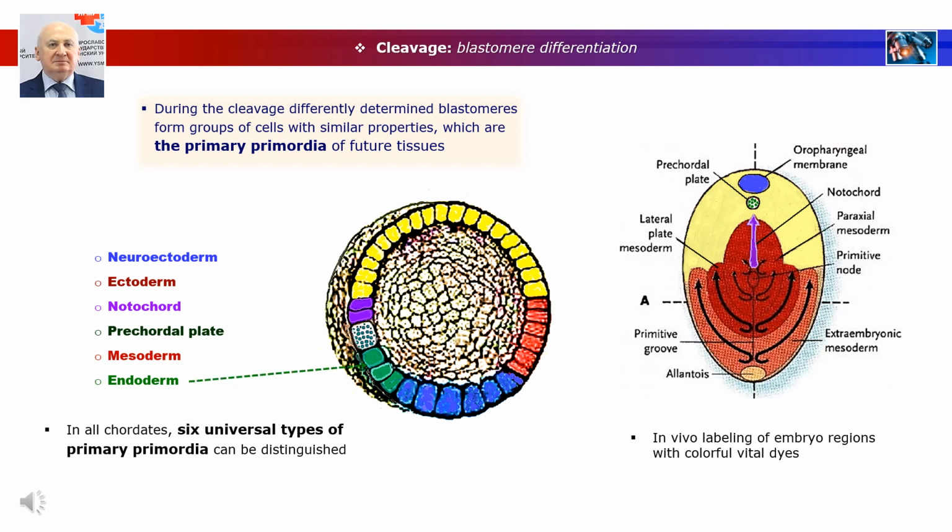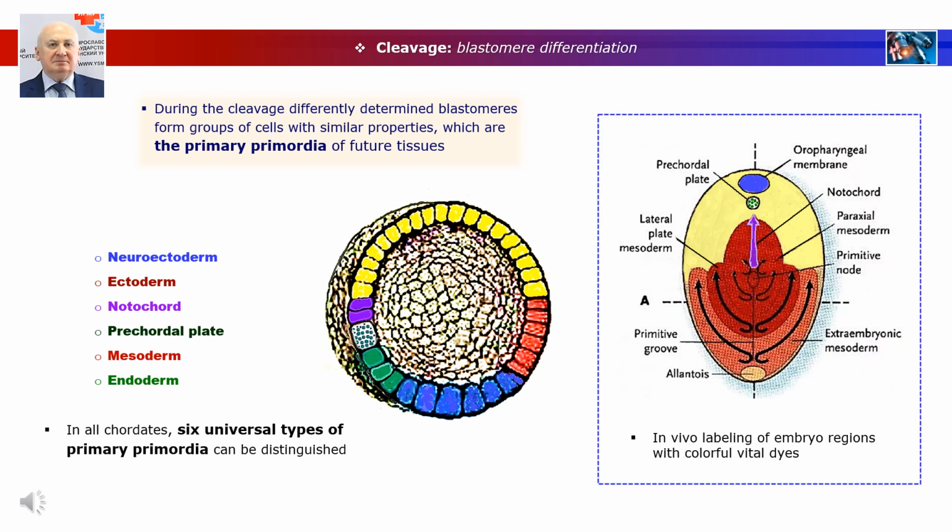Determination, or the programming of the subsequent developmental path of blastomeres, at this stage of embryogenesis is not yet final, so the further fate of the cells developed from them can only be discussed with a certain degree of probability. The distribution pattern of blastula wall primary primordia and the dynamics of their movement in subsequent stages of embryogenesis have been experimentally studied using in vivo labeling of embryo regions with colorful vital dyes.